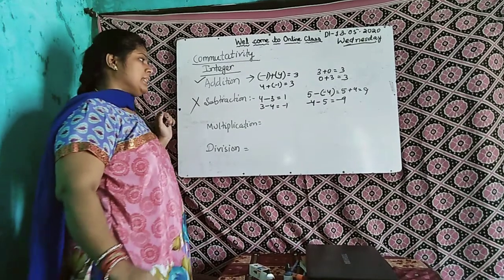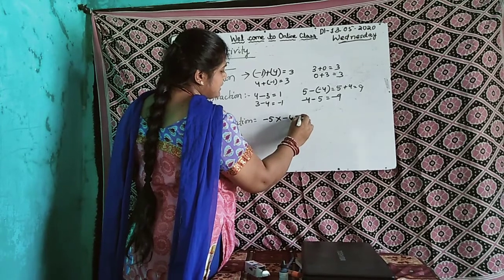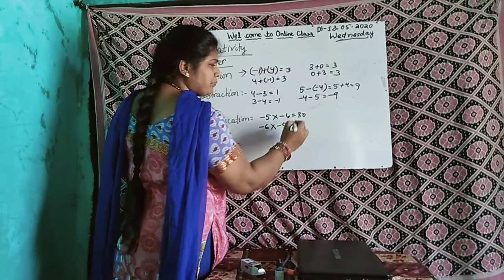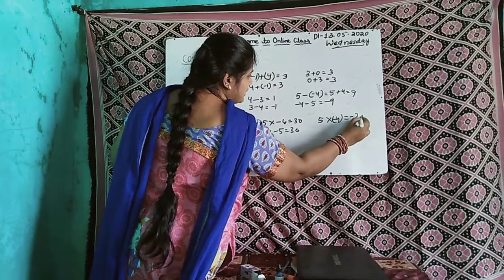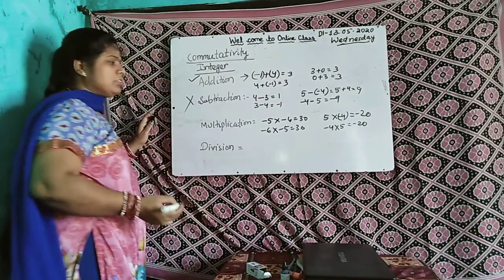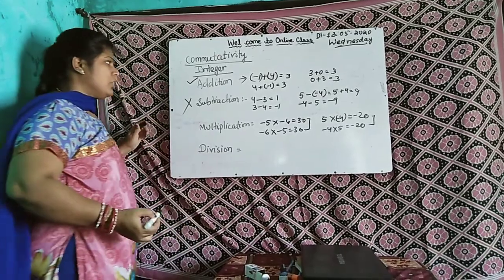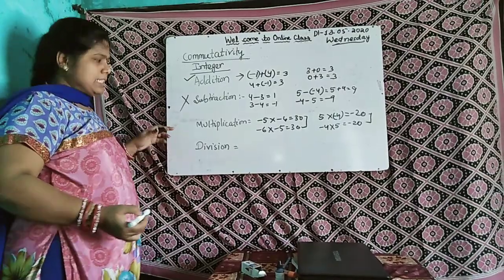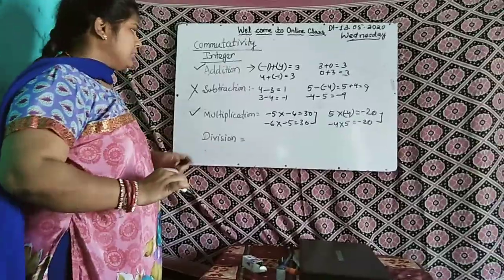Then come to multiplication. Take the same two integers. Suppose -5 multiplied by -6, that is plus 30. Again convert it, -6 into -5, same 30. Suppose 5 into -4 equals -20. Suppose -4 into 5, same -20. So here you get the same answer. Here also the same answer. So we say that integers are commutative under multiplication. Multiplication satisfies.